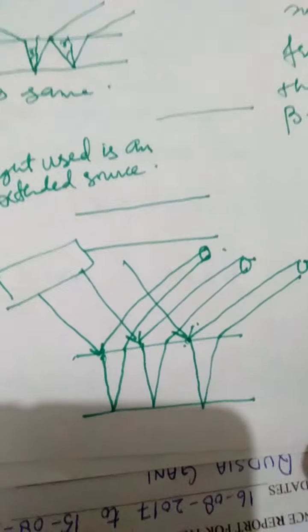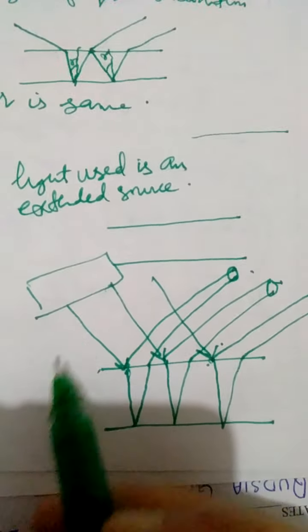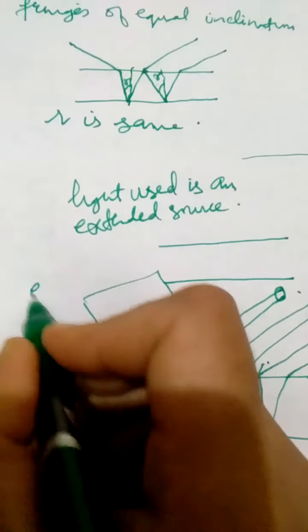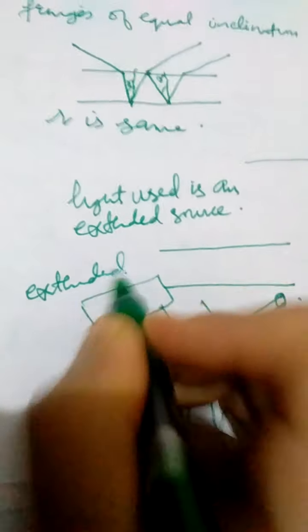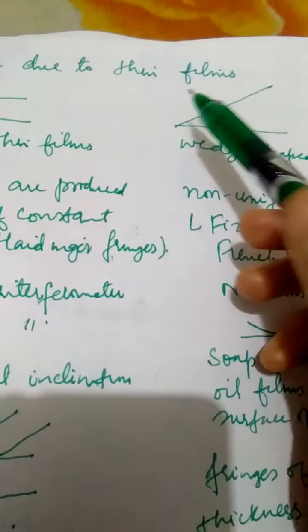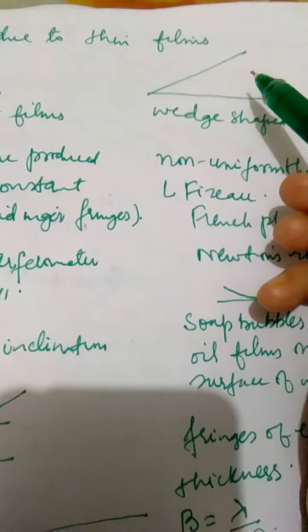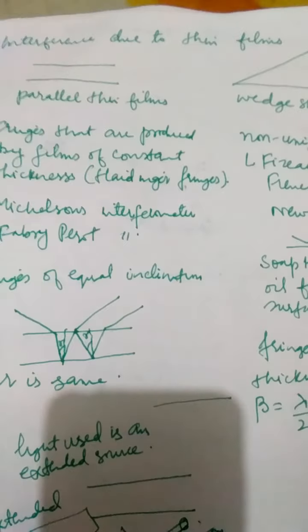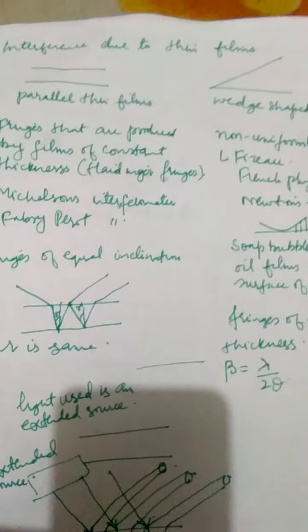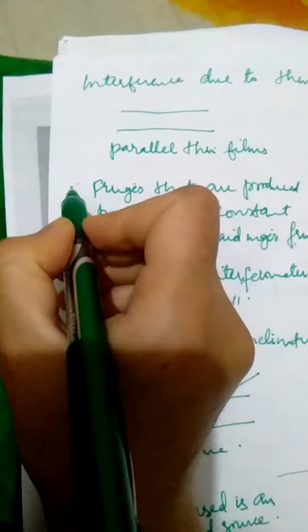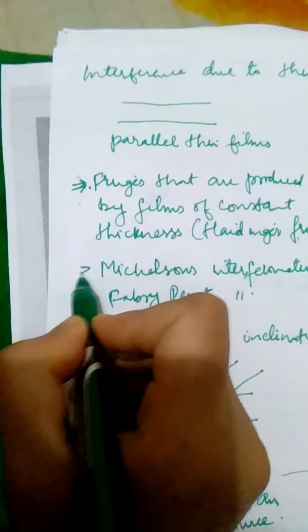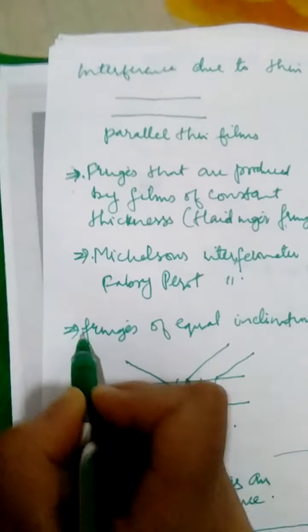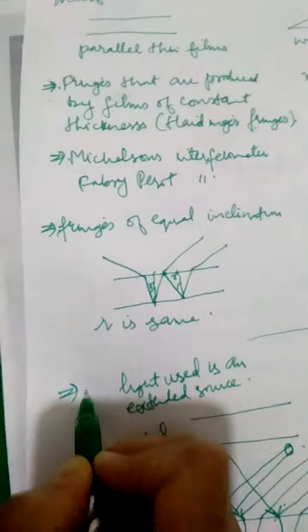You can obtain those fringes on a screen. Now to obtain that clear pattern, I have told you that we need an extended source and not a point source or a line source. Similarly, in case of wedge-shaped films, we need an extended source so that we can get a clear picture of the interference pattern on the screen. So that's all about Haidinger fringes and Fizeau fringes. You should also try to learn this distinction between the two point-wise. So that's all about it.